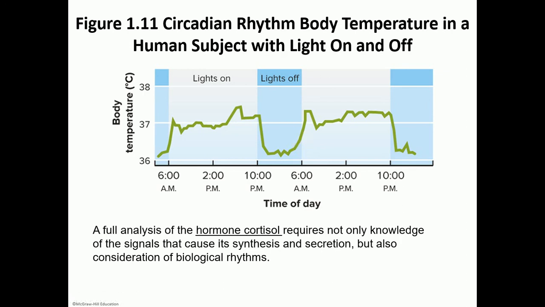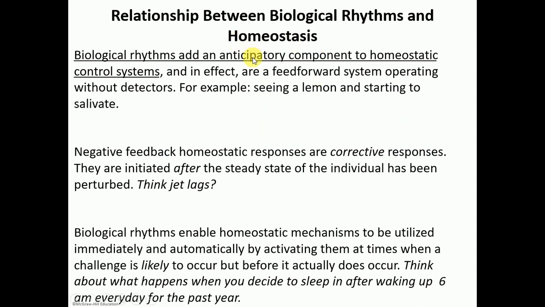Think about another thing: if you're used to eating lunch every single day at 12 noon for the last 10 years, what happens if you skip lunch today? Well, at noon, you are going to be hungry. Your body anticipates that at noon you eat, and if that doesn't happen, your body is going to stay on that rhythm. So the biological rhythm adds that anticipatory component to your homeostatic mechanism.